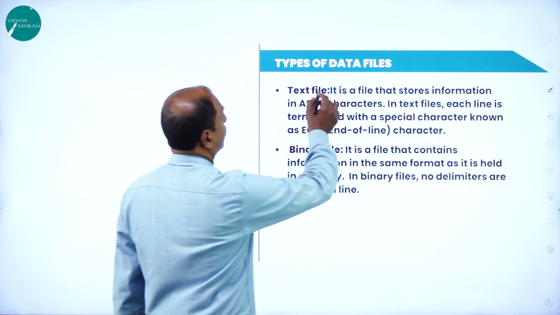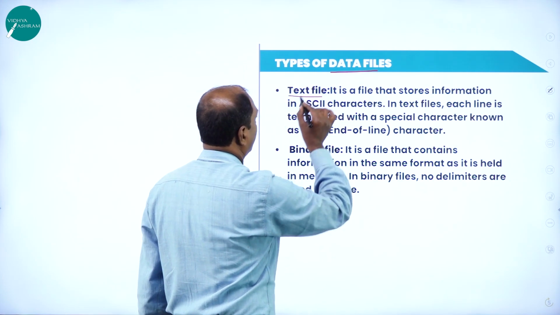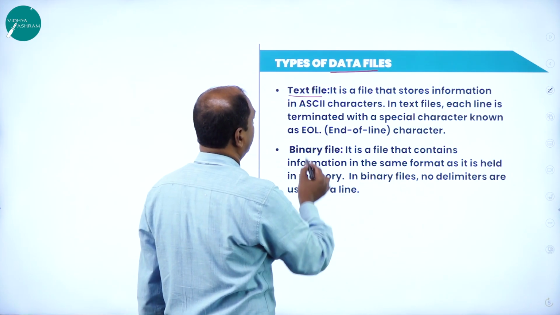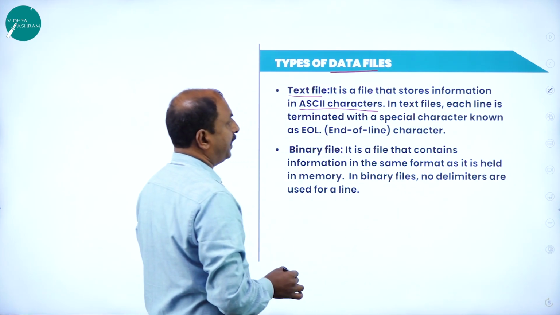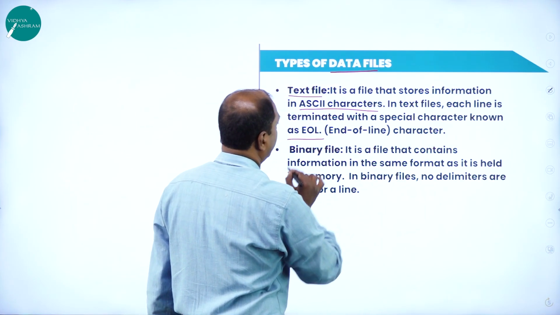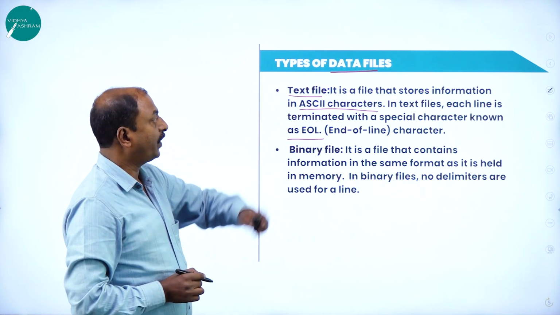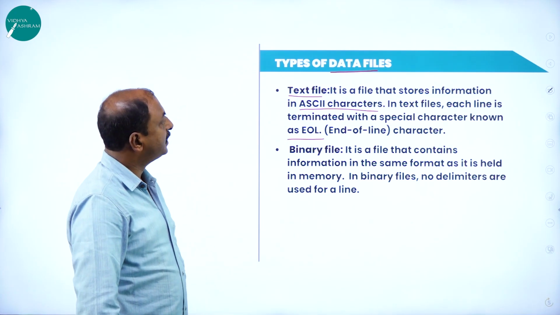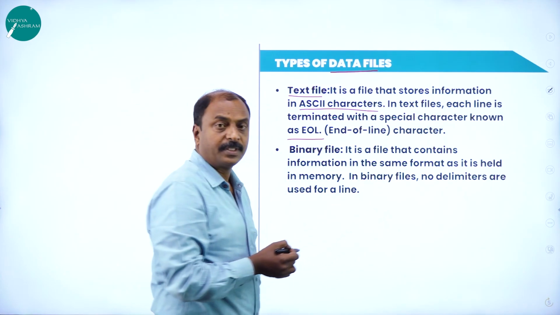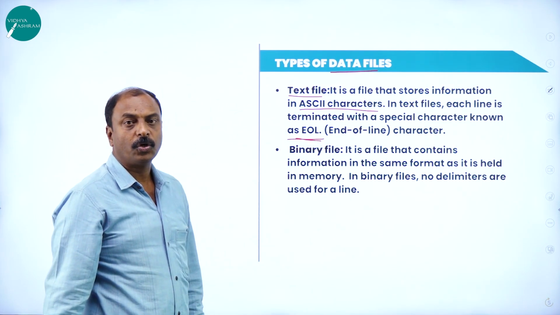Next, let us see the different types of data files. One is the text file. It is a file that stores information in ASCII characters. In a text file, each line is terminated with a special character known as EOL, which stands for end of line character.